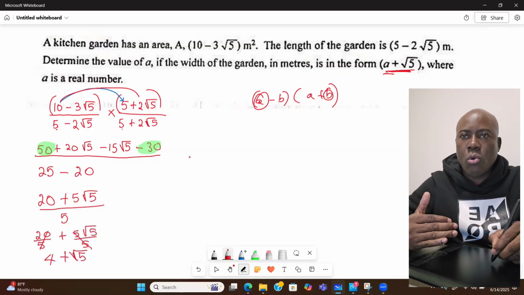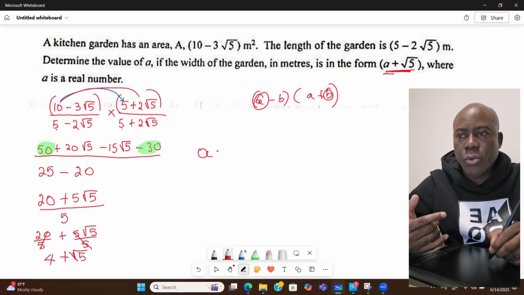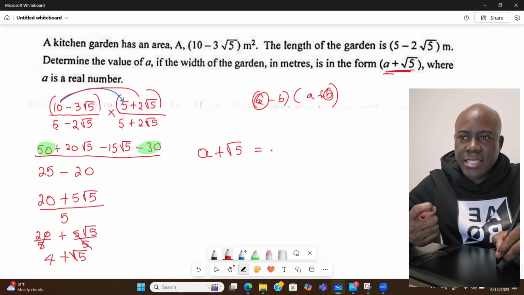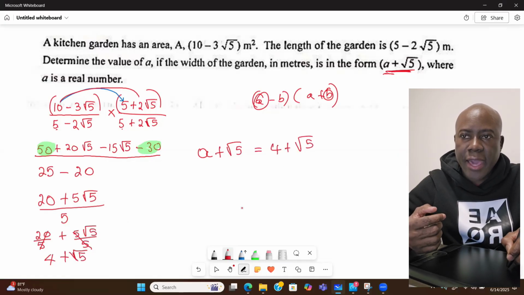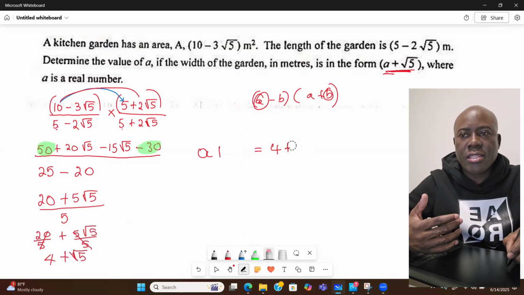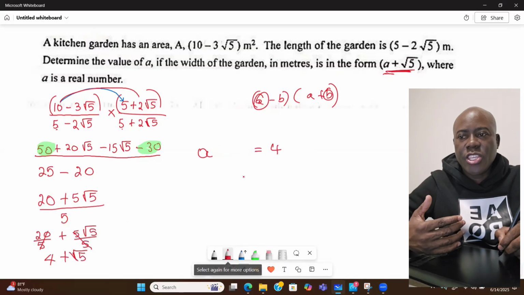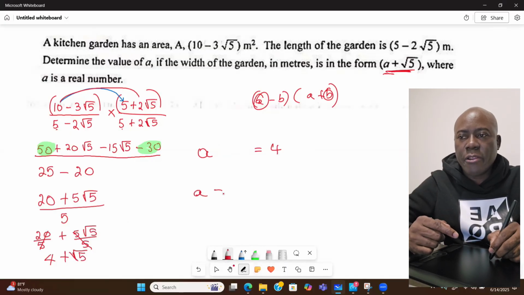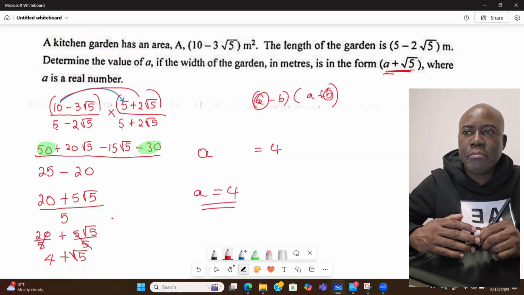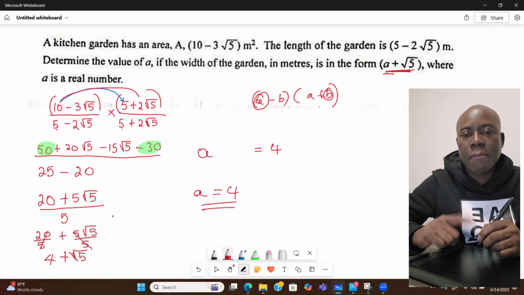Now, if I take the form that they had, the width should be in the form of A plus square root of 5. And what we found is 4 plus square root 5. You could see square root 5 on both sides is the same. So if I just take these out because they are the same, you could see that A is equal to 4. We were asked to find the value of A. A is equal to 4.